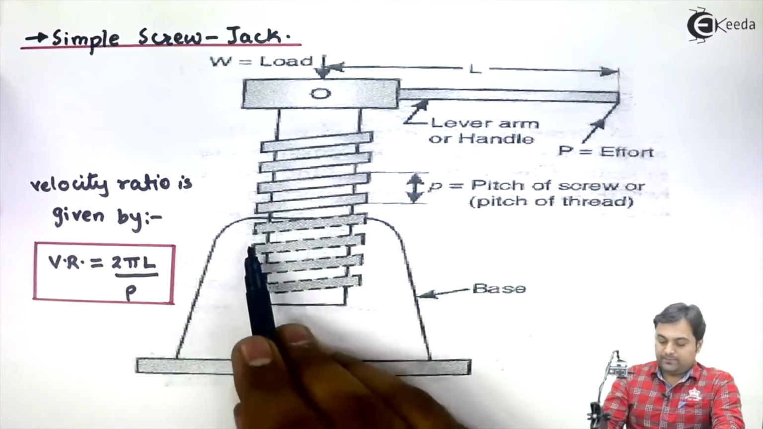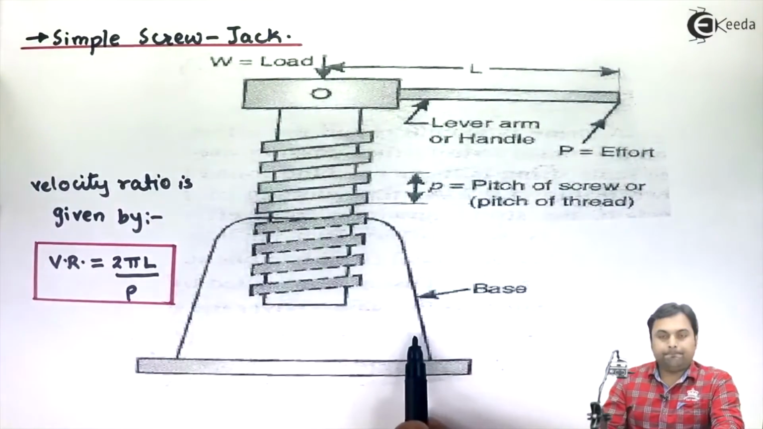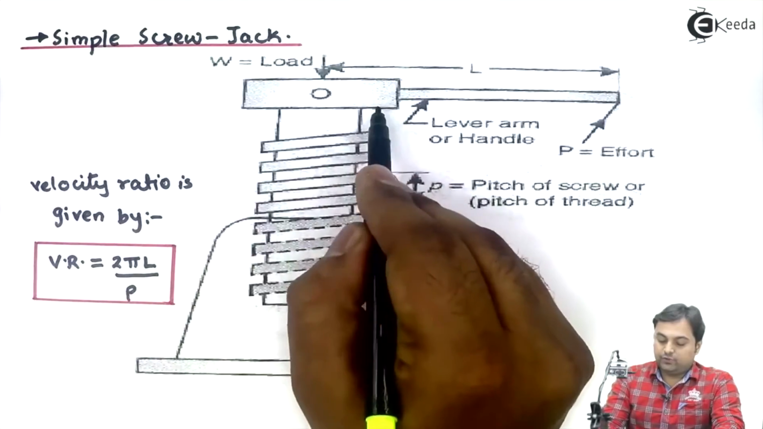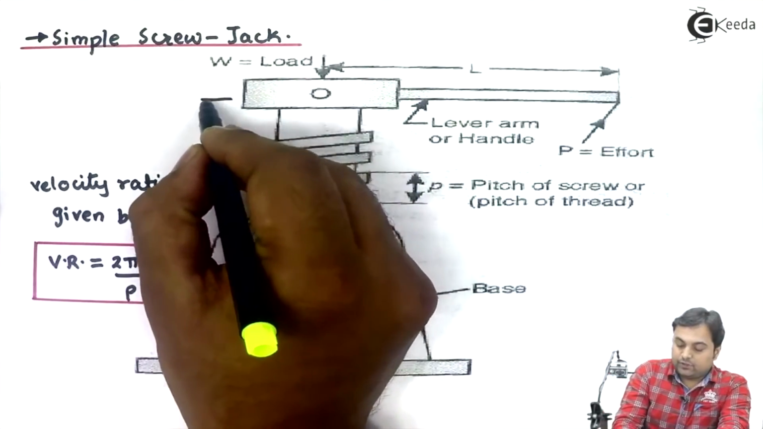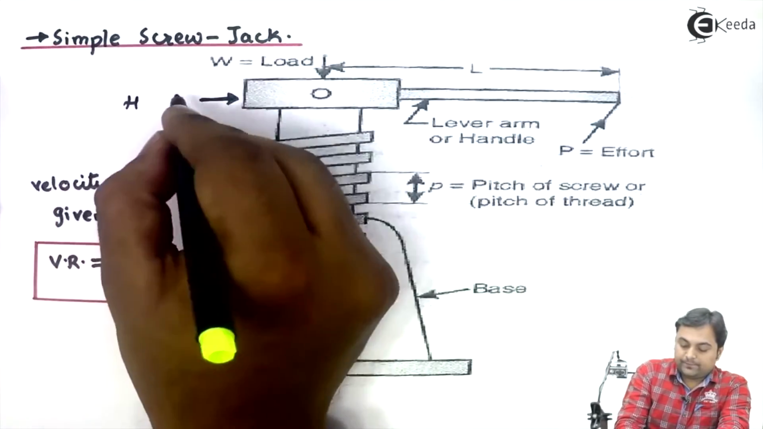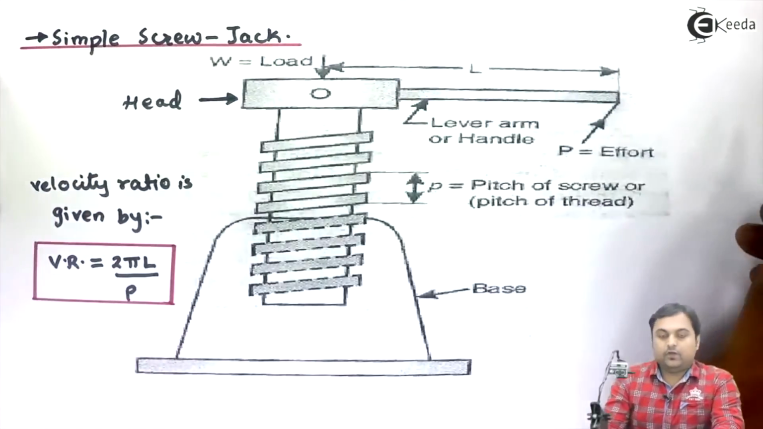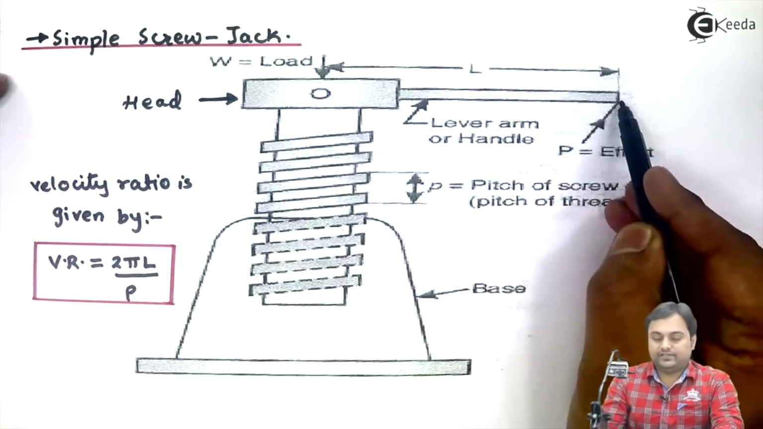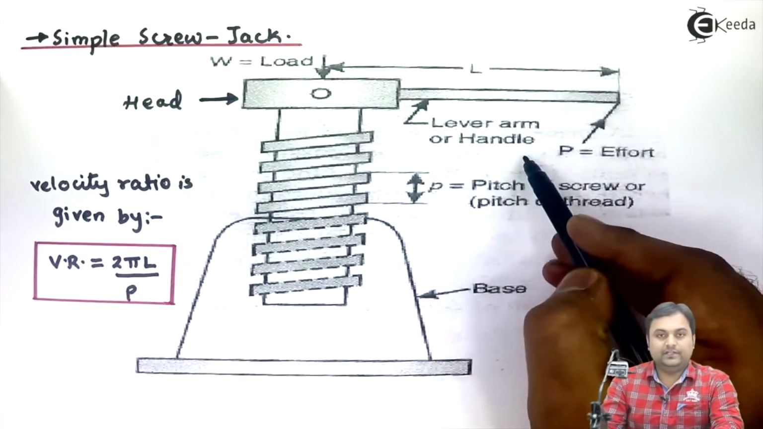This screw is supported inside a nut. Here at the other end of the screw we are having this top portion. This is called as the head. Then we have this handle of the screw jack, which is called as lever arm or handle.